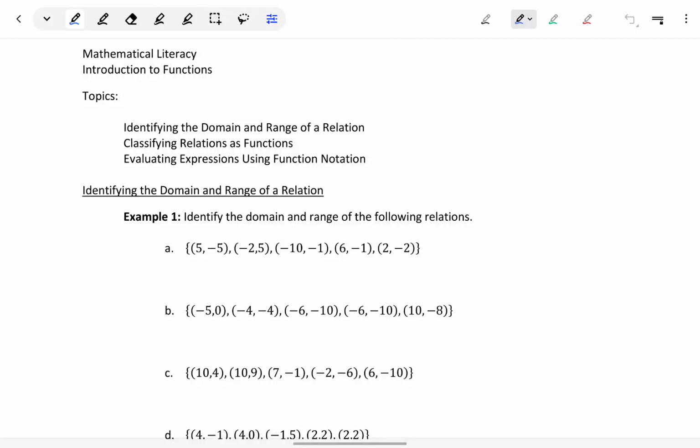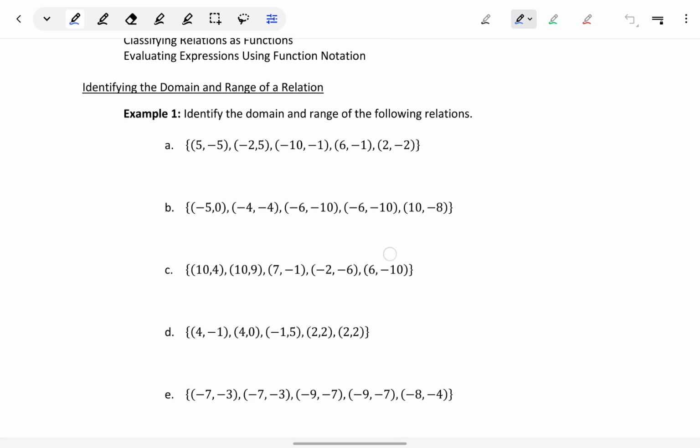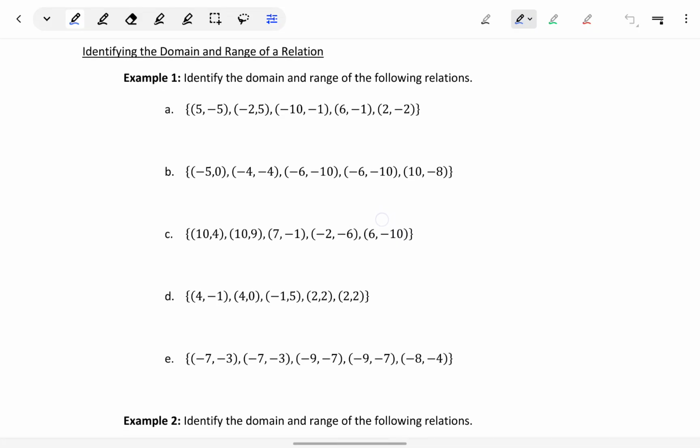Our next topic is introducing the concept of functions. But before we get up to that notion, we want to first establish the ideas of domain and range of a relation. In example 1, we're asked to identify the domain and range of each of these following relations.